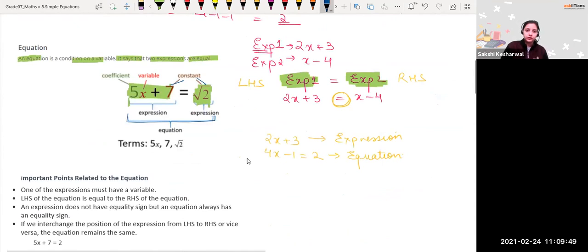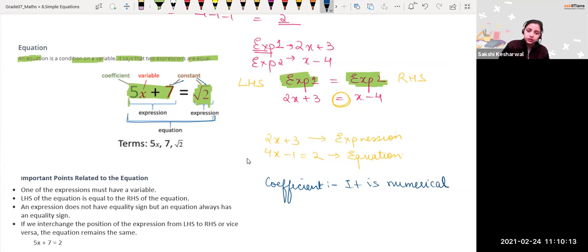Now let's come to coefficients. What is a coefficient? A coefficient is a numeric value which is attached to the variable. Till now you have just learned it like this, and we'll learn more deeply about the coefficient in algebraic expressions. It is a numerical value attached with the variable.